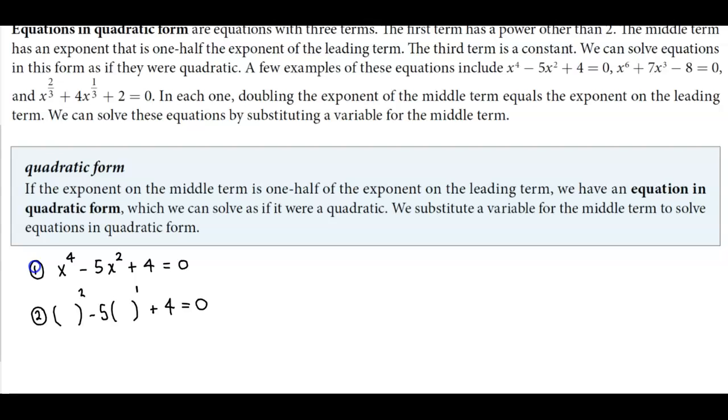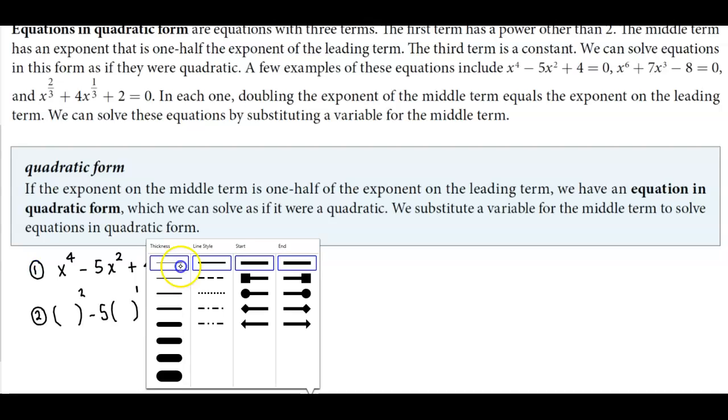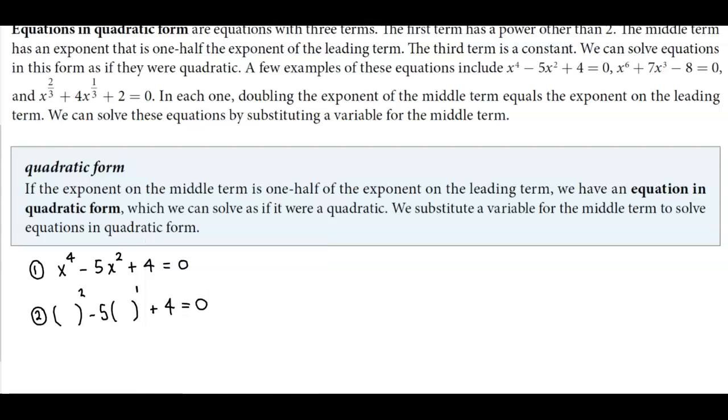Okay? So what we do is we take this middle term. And this middle term that we have is x squared, because x squared raised to the first power gives us x squared. Whatever we get here, we're going to write over here, which is x squared. So this x squared to the second power gives us x to the 4th.